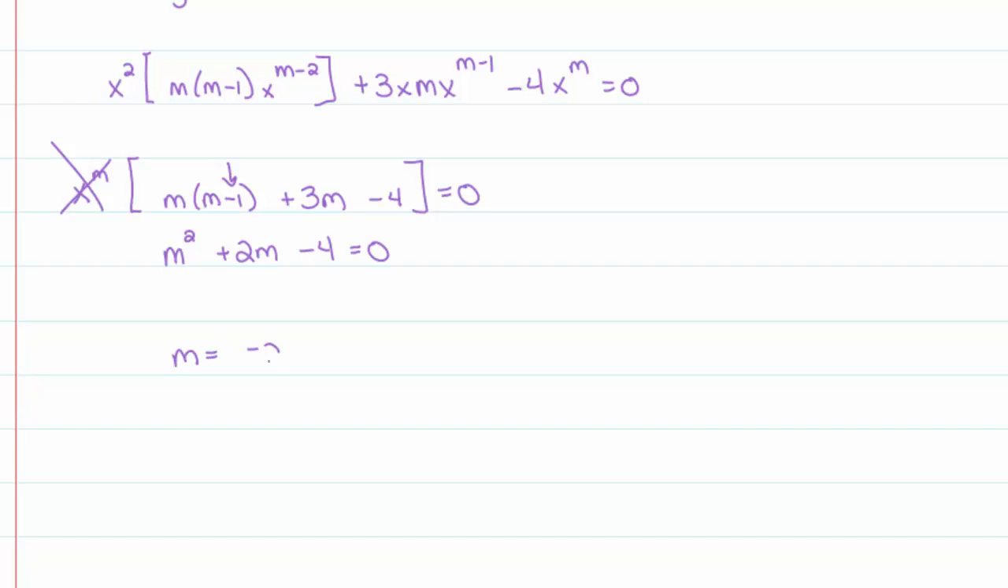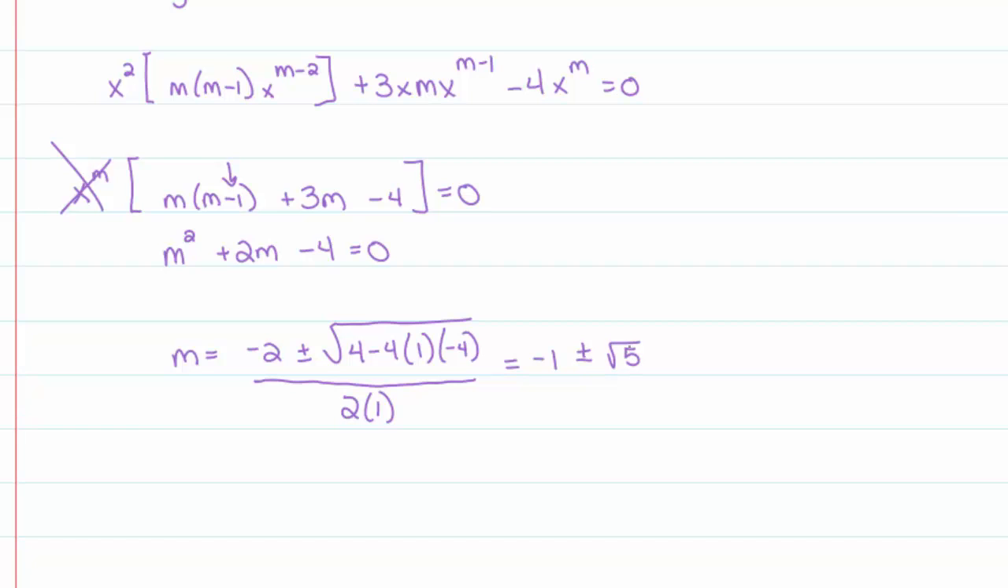m is equal to the opposite of that 2, plus or minus the square root of that 2 squared, minus 4 times the coefficient of m squared times the constant, all over twice the coefficient of m squared. And cleaning that up, it's just negative 1 plus or minus, and underneath that square root, the discriminant, you'll have a 4 plus 16, or a 20. And the square root of 20 is going to be 2 times the square root of 5. The 2's cancel, so it's plus or minus root 5.